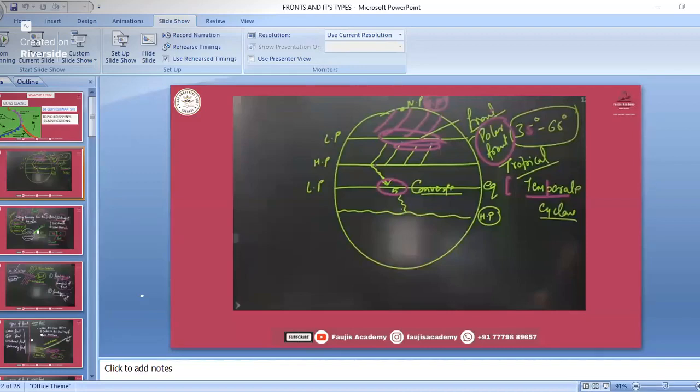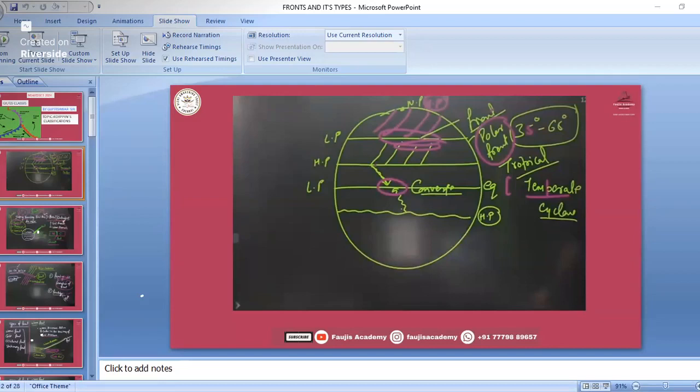Okay, we are still on the same slide. So with this, we'll finish up the class. This was all about the front part, air masses, different types of rainfall, and also precipitation. Front part, we have not studied yet; we have only seen the definitions. We'll see it tomorrow.